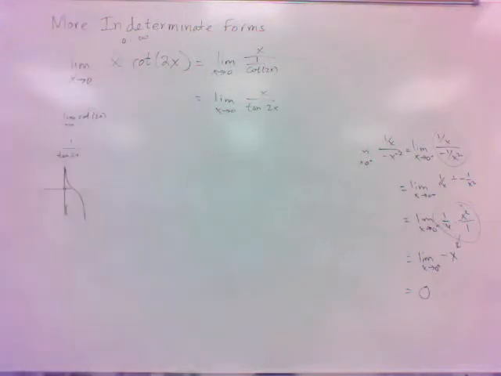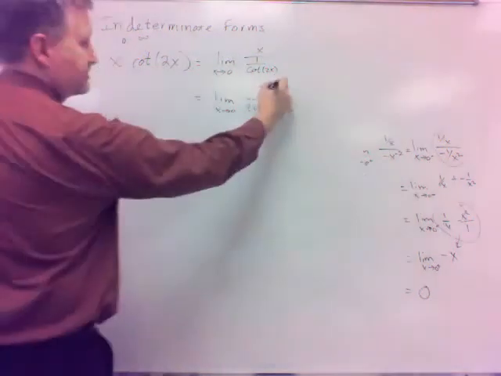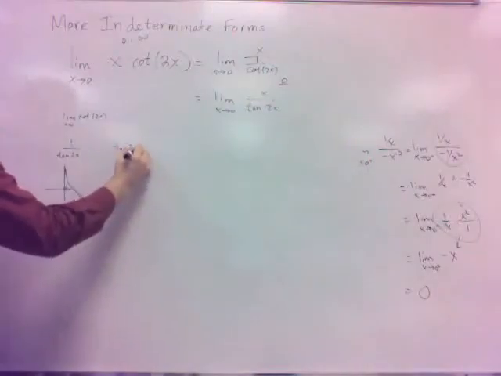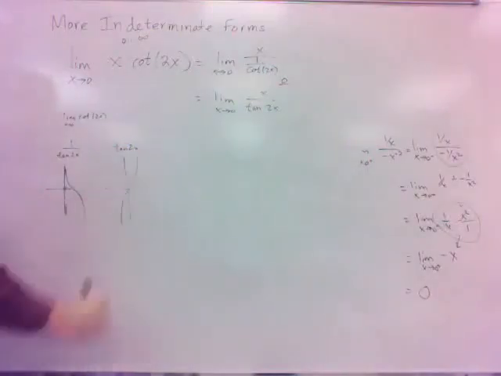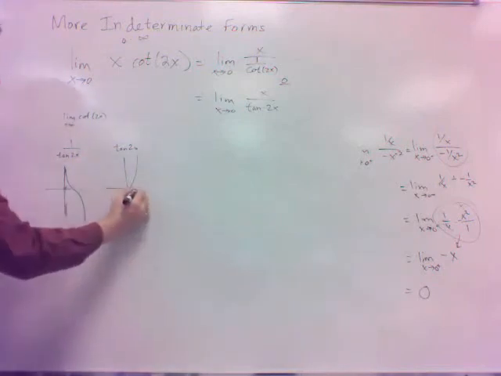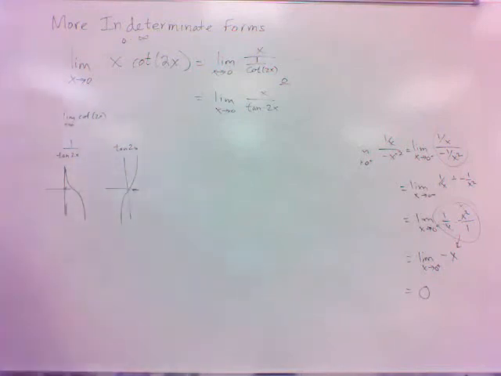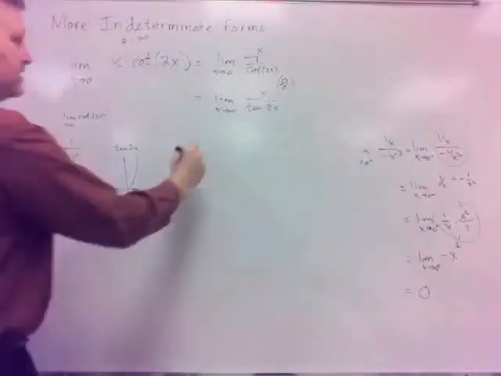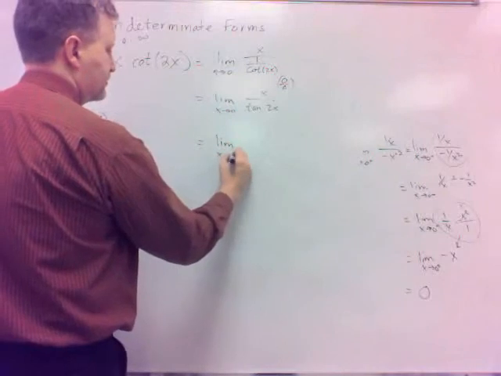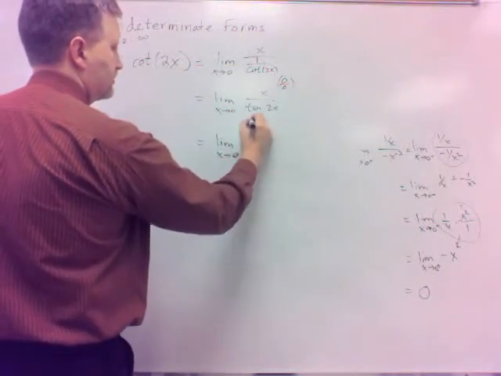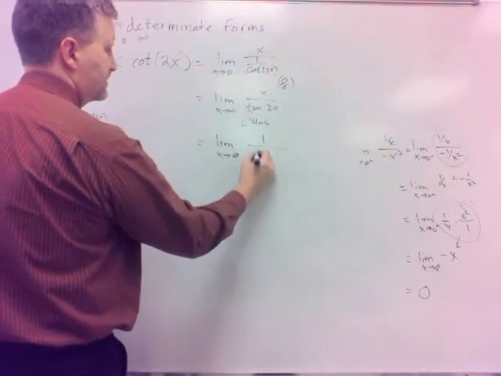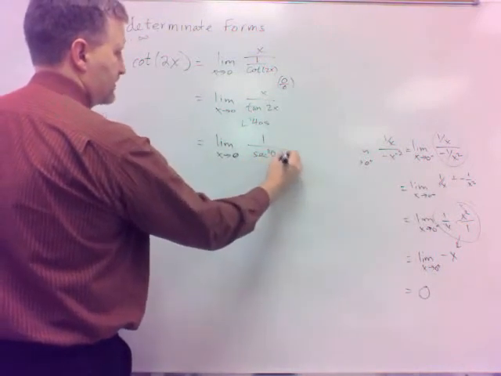But anyway, now what have I got? Well, this goes to 0. Tangent of 2x, so if we back up and do the tangent of 2x graph, that's going to be the one like that. So as we approach 0, tangent approaches 0, doesn't it? So this is 0 over 0. What does that mean? L'Hopital. L'Hopital it. So derivative of the top is 1. Derivative of tangent of 2x, the chain rule, tangent is secant squared. Derivative of the inside would be 2.